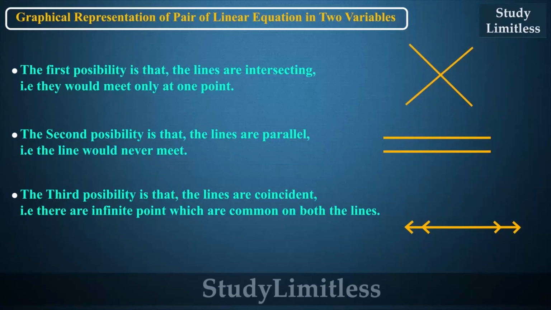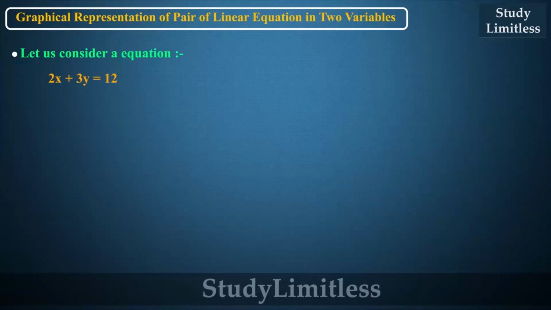Now we know that the lines can be represented on the planes. Let us actually plot one. Let us consider an equation 2x plus 3y is equal to 12. The first step we need to follow to draw this line on the graph is to find at least 2 points on this line. To find 2 points on this line, for the first point we have to consider x as 0 and find the value of y.